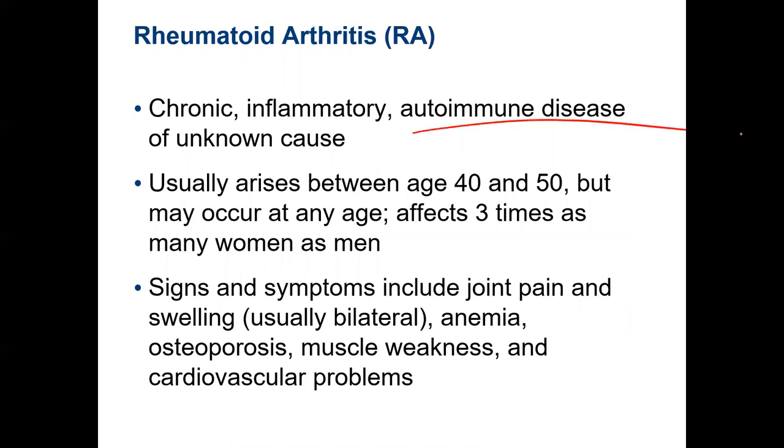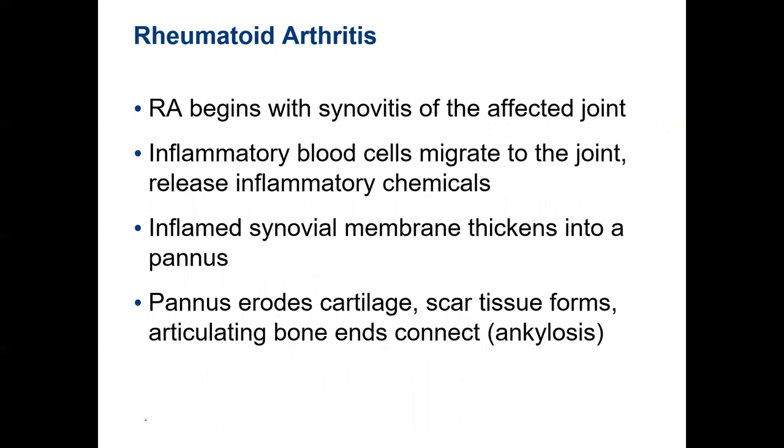Rheumatoid arthritis is an autoimmune disease. We don't know why this happened. Your immune system decides that it hates your joints. Typically, you see it in patients between 40 and 50, and women more often than men. Joint pain. The difference between this and osteoarthritis is that it will be bilateral joint pain. It's not just one of your knees, it's both of them. And various other issues. It begins with synovitis of the affected joint, inflammation of the synovial membrane.